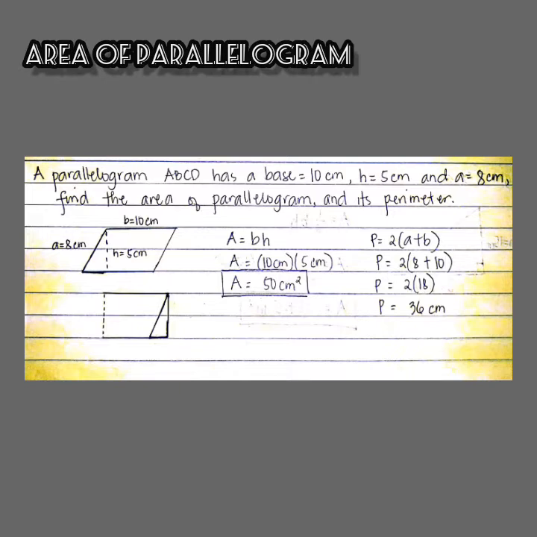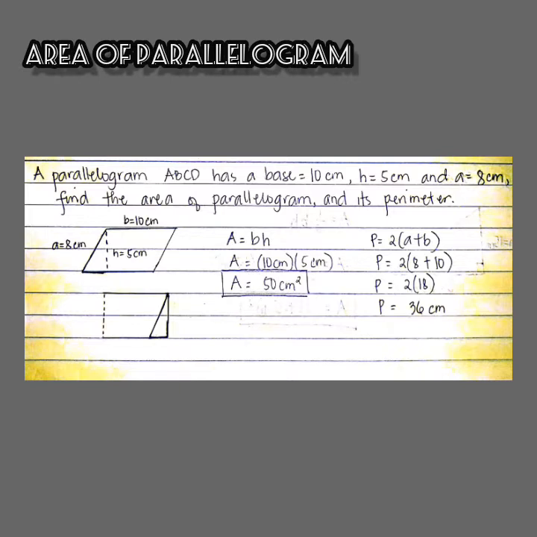So we have here the illustration of the parallelogram. Let us first find its perimeter. The formula of perimeter is equals to 2 times A plus B. We have here the value of A and B, which is 8 and 10. So 2 times 8 plus 10, that is 2 times 18. And therefore the perimeter of this parallelogram is equals to 36 cm.